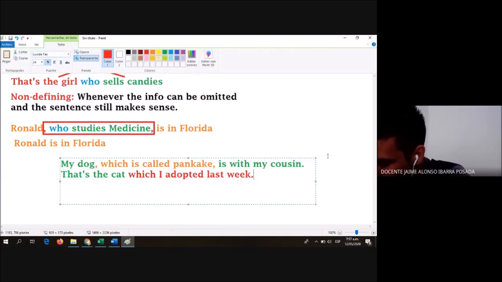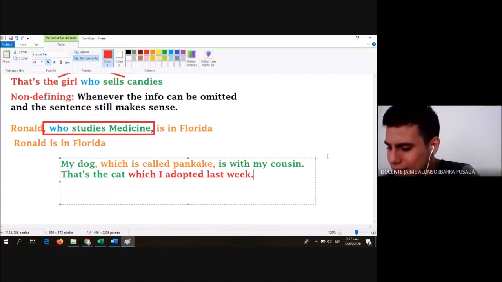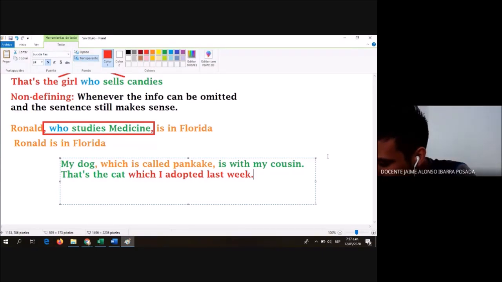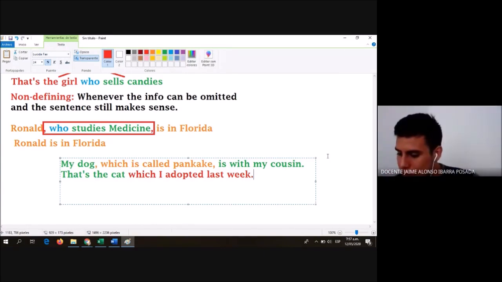Bogota, which is the capital of Colombia, has a cold weather. Guys, you got better examples than I do. Come on. That woman who cooks the best desserts is my mom. Okay. Susan, who cooks delicious, is knocking the door. The lion, which was sleeping, is running away from.